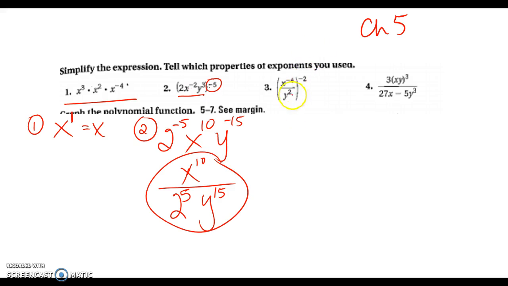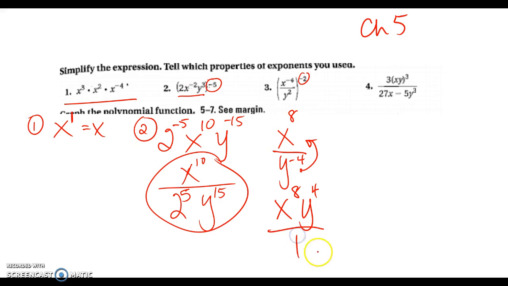Number 3. We also apply this exponent across the numerator and denominator. Negative 4 times negative 2 is 8. Y squared raised to the negative 2 is y to the negative 4th. Well, we have a negative exponent, so this will change our position in the fraction. The x to the 8 stays the same. Y to the 4th comes into the numerator. There's our answer.